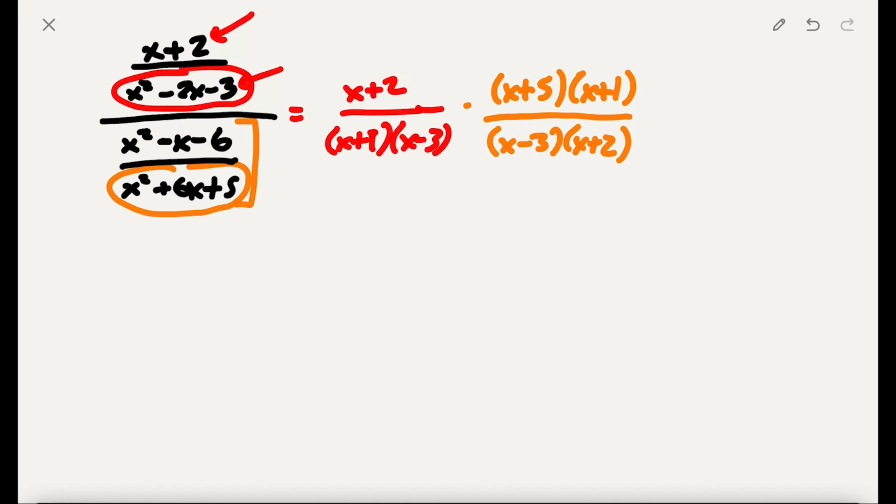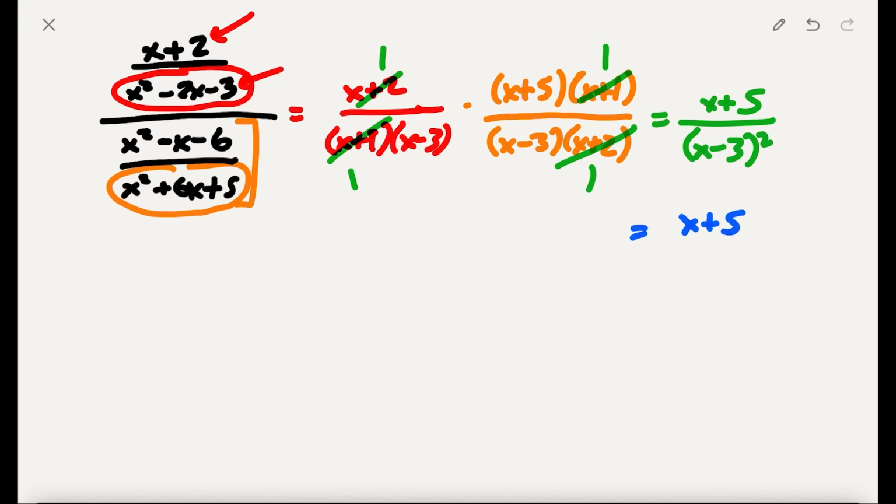Okay, from here I'm going to divide out the common factors. So that'll divide out here. This will divide out. And you're left with x plus 5 on top and then x minus 3 quantity squared on the bottom. And you can expand out that denominator if you wanted. It doesn't really matter. If you wanted to, that's what it would look like, and that's the final answer.